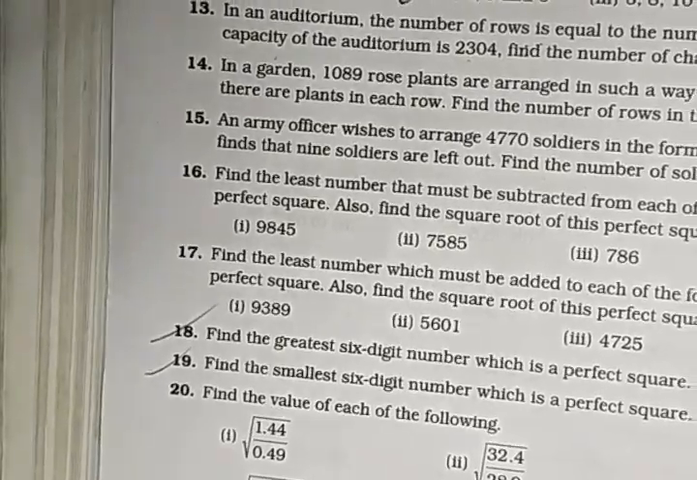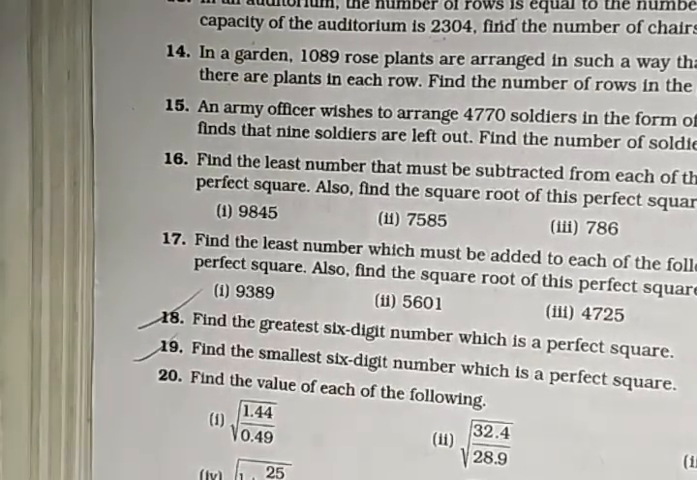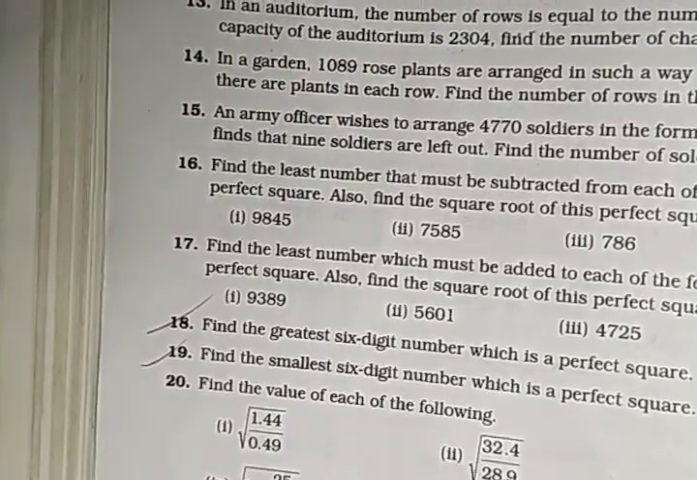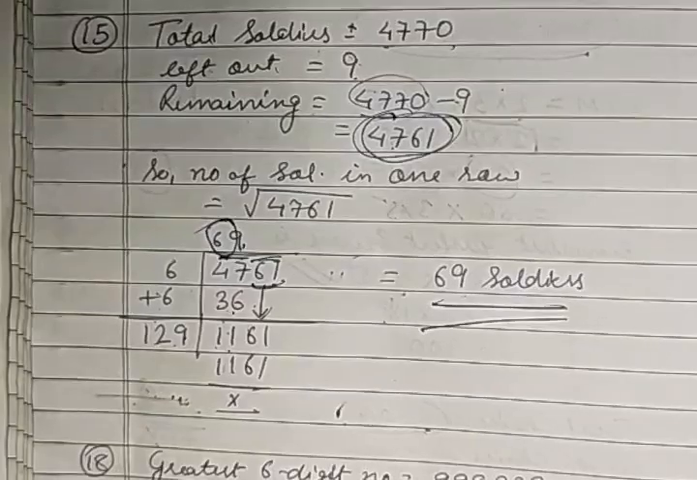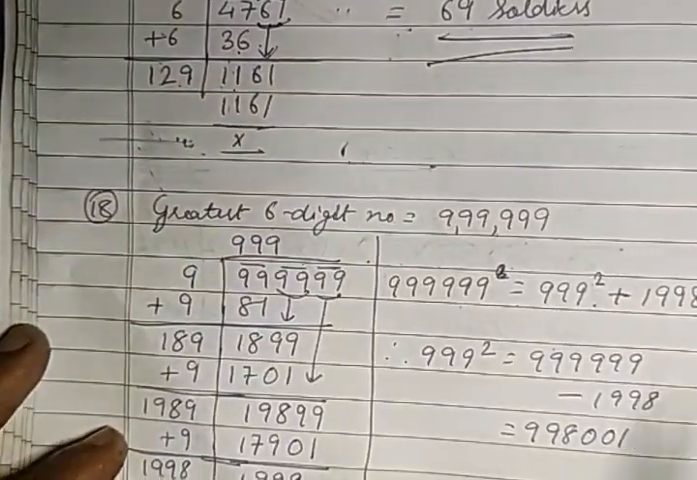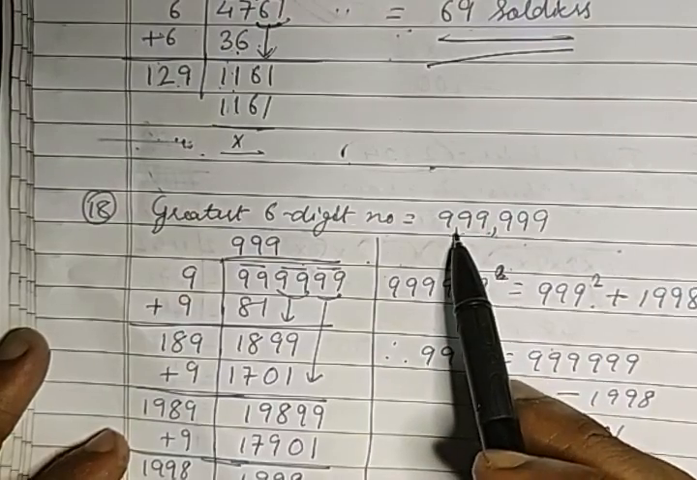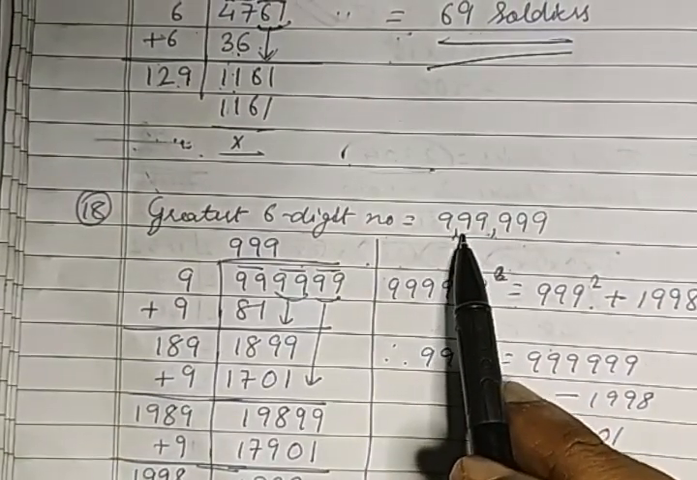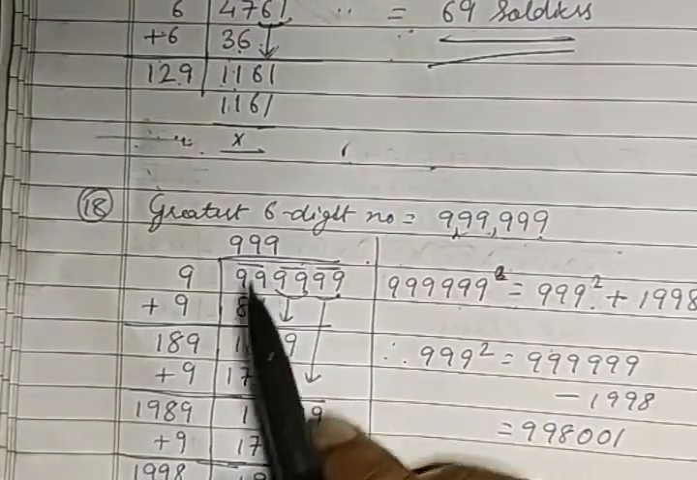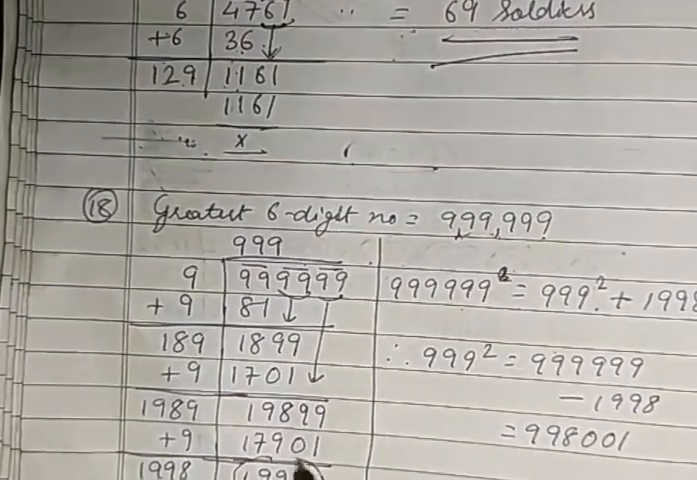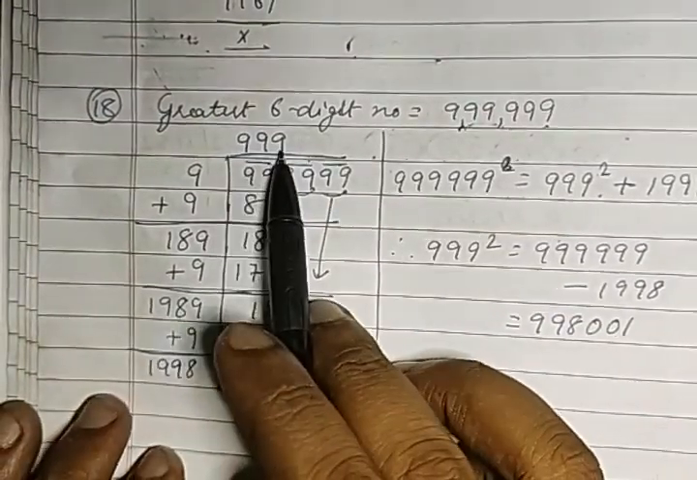So, to find the greatest 6-digit number which is a perfect square. Okay, let us see how to do this. For doing this I have used this method. The greatest 6-digit number is 9,99,999. I have simply divided it and I am still getting a remainder over here, as you can see, and the quotient I am getting is 999.